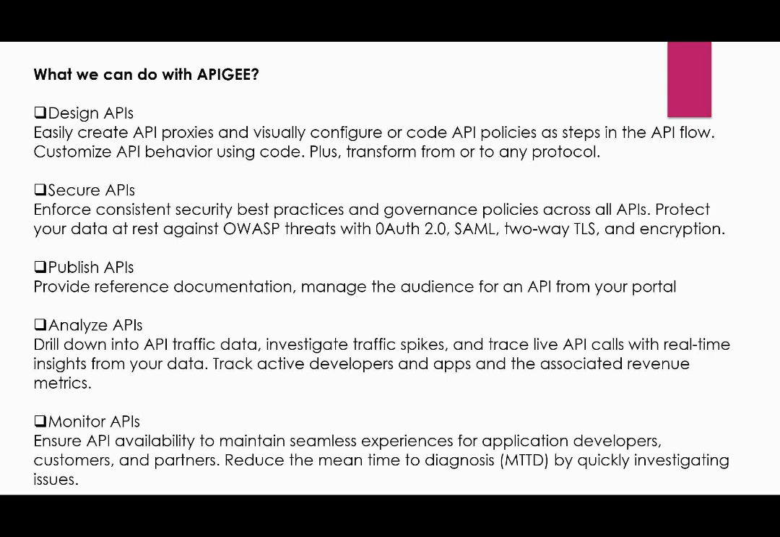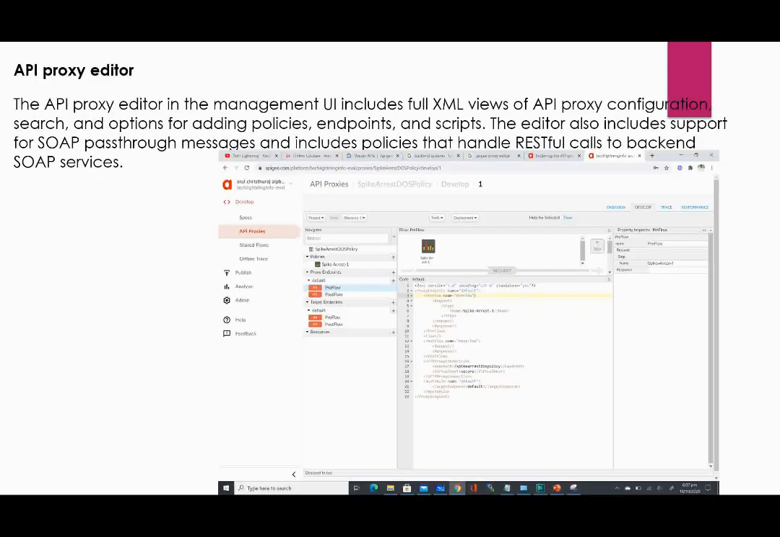I'll move to the next slide. API Proxy Editor. So this is the editor, right? This is the editor to develop or design your API. For example, API Proxy Editor is a management UI. It includes full XML views of API proxy configuration, search, option for adding a policy, endpoint, scripts. So if you see this one, this is the API editor. So if I log into the APIGEE platform with my login, you can see API proxy. Once you click, it will ask what is the proxy you select. So I have already selected one policy proxy, under the develop tab only.